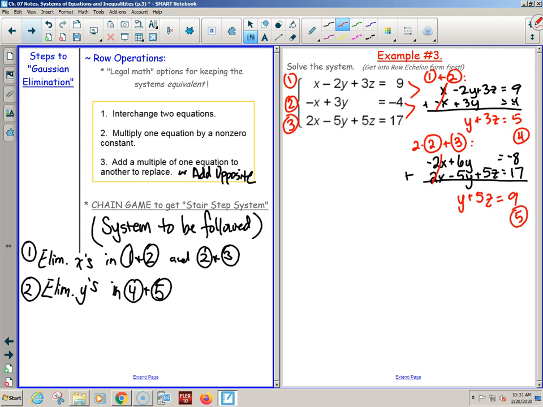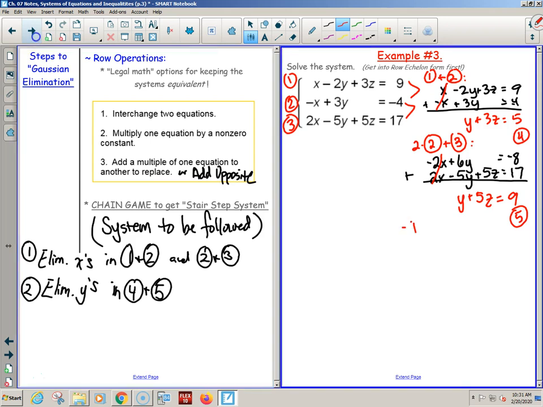Yeah, we can multiply by a -1. We could subtract, but distributing that negative will be much safer. So we could go ahead and do negative first equation. Not first equation. Who are we putting together? 4 and 5. So we're going to do negative equation 4 plus equation 5. So that'd be negative y minus 3z equals -5. And then we have y plus 5z equals 9.